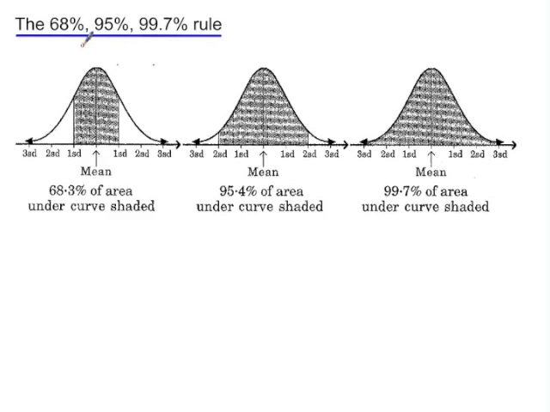A normal distribution will follow this 68, 95, 99.7 rule. These numbers signify the percentage of area under the bell curve within 1 standard deviation of the mean, within 2 standard deviations, and within 3 standard deviations.